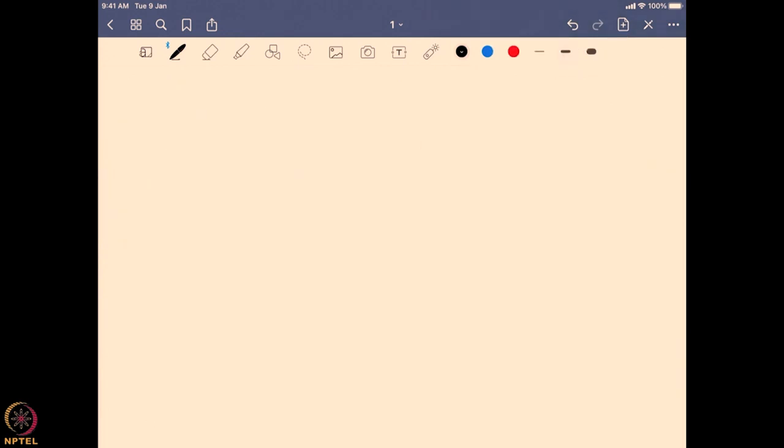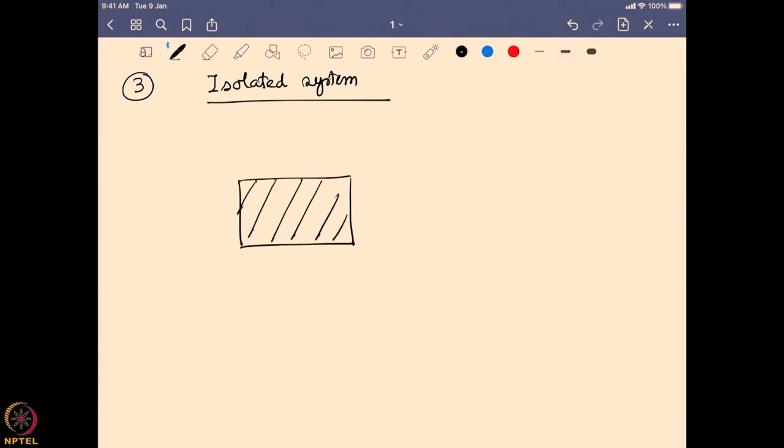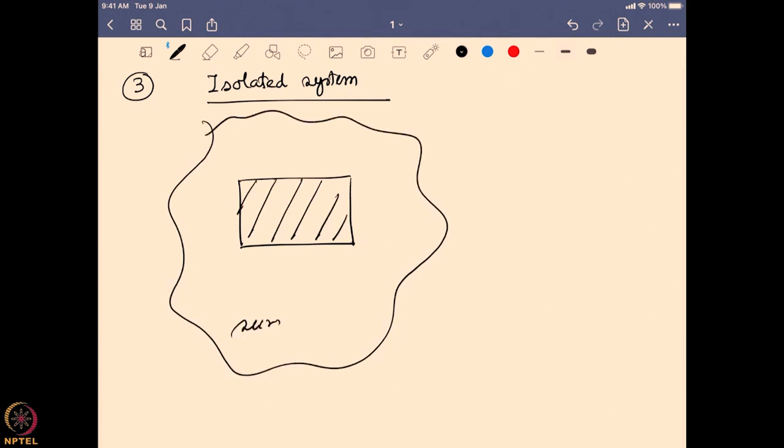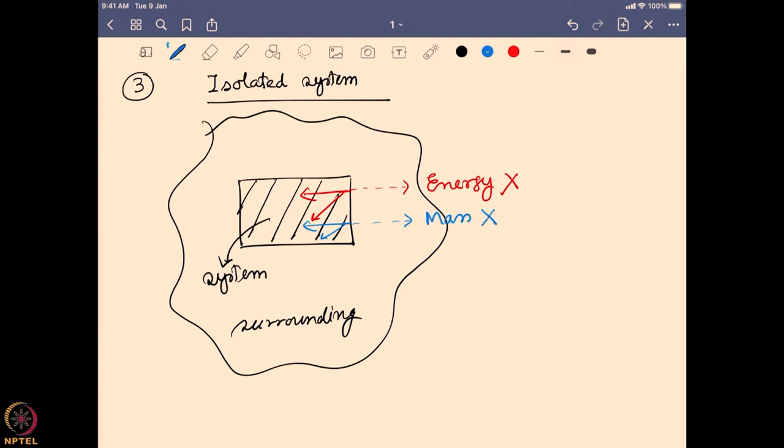Now, come to the next version, the isolated system. What is an isolated system? Again, we have a particular region that we are interested in, that means the system, and here is the surrounding. And over here the difference is that now even energy cannot come out of the system anymore, and the mass is also confined in the system. So there is no direct exchange of either energy or mass between the system and surrounding, and that is known as an isolated system.